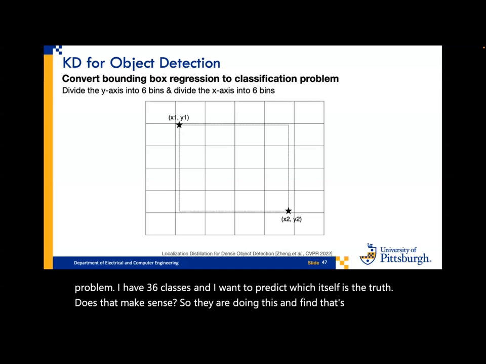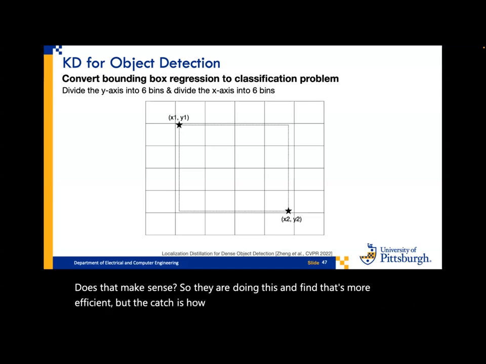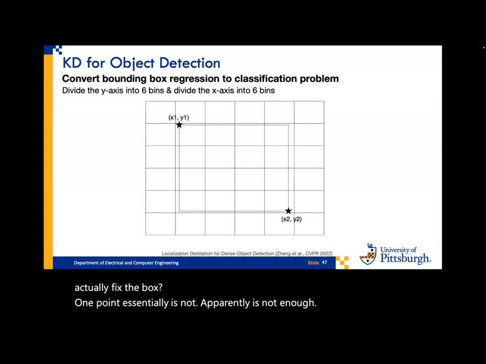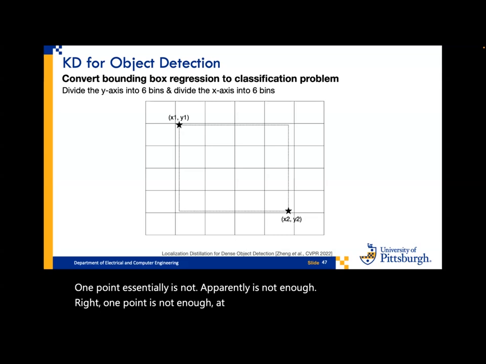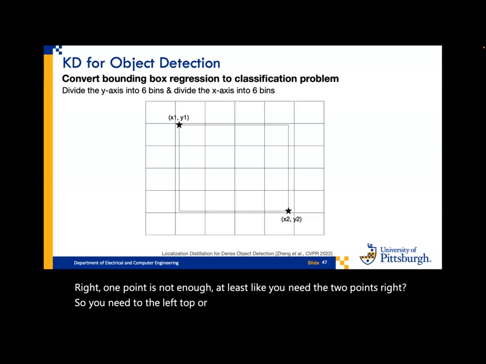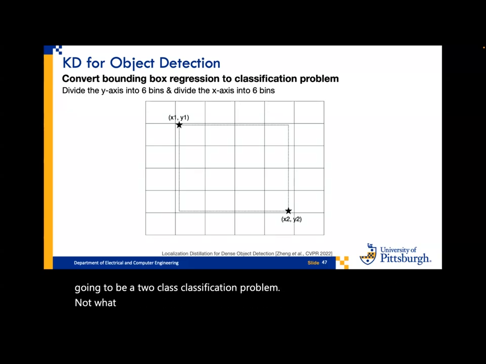So they are doing this and find that it's more efficient. But the catch is, how many points do you need to actually fix the box? One point is apparently not enough, right? At least you need 2 points, the left top and the right bottom points, okay? So what they did essentially is predict the left top corner once, and then predict the right bottom once, so two times doing the classification problem.